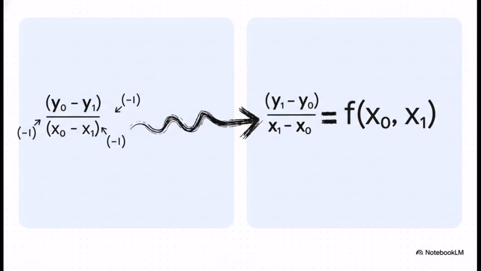And we can see why this works really easily just by looking at the first-order case. Check out the calculation for f of x1, x0. Now, what happens if you multiply both the top and the bottom by -1? You get the exact same formula for f of x0, x1. They are mathematically identical.